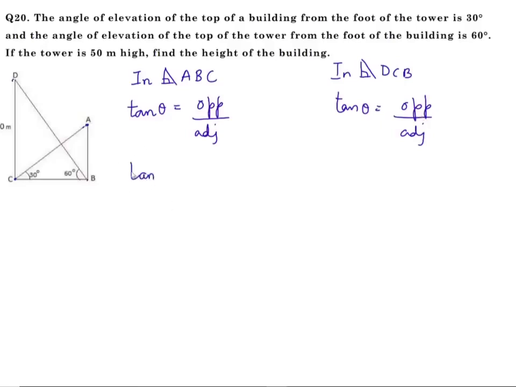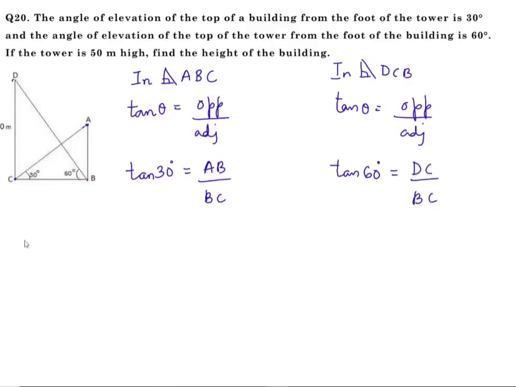Now what is theta? For the right angle triangle ABC, it is 30 degree. Now tan 30 degrees equals, what is opposite? It is AB by adjacent BC. Now what is theta in right angle triangle DCB? It is tan 60 equals, what is opposite? Opposite is DC by adjacent BC.